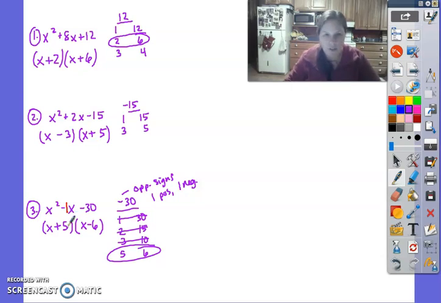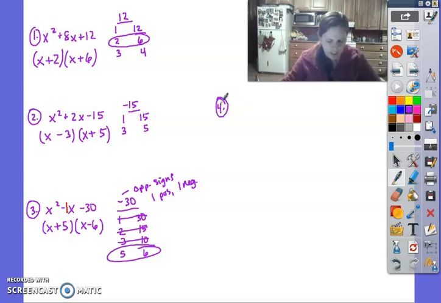Eyeball check. Don't laugh at that idea. Do the check. 5 times negative 6, is that negative 30? And is 5 combined with negative 6 give you negative 1? Check it with your calculator. Hit 5 plus negative 6 equals. Don't be slugs.